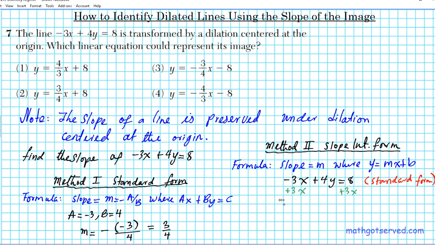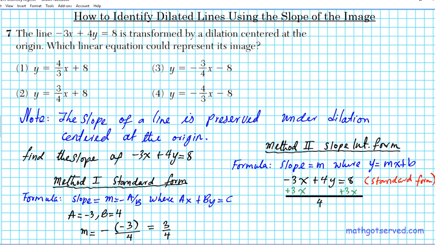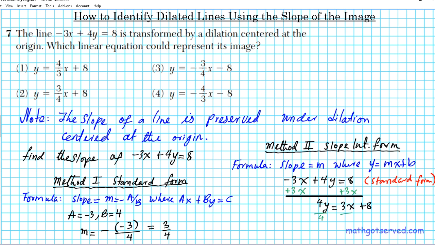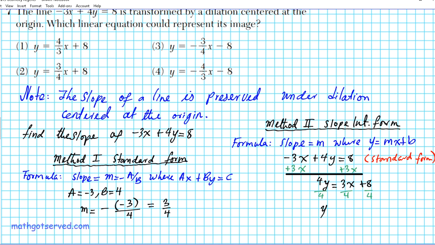And what does that give us? If you add 3x to both sides, you're going to have 4y is equal to 3x plus 8. And then the last step, you divide every single term by 4. Divide by 4, 4, 4. And that will give us our slope-intercept form. All right, so our slope-intercept form is going to be y equals 3 over 4, x plus 8 over 4 is 2.